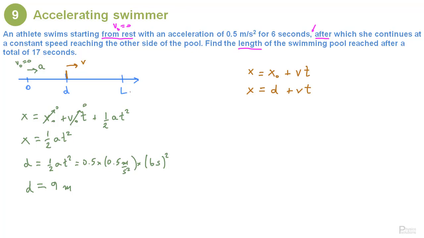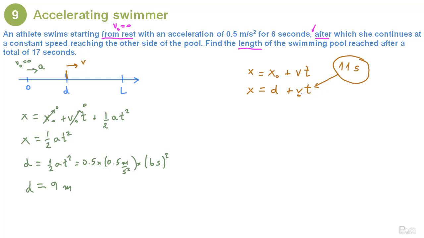We would like the swimmer to reach point L, which is the other side of the swimming pool, for which we don't know the time explicitly, but we know that the total time is 17 seconds, and we know that for the first part she took 6 seconds. Therefore, we can immediately find that the second part of the exercise takes 11 seconds, because 11 plus 6 is equal to 17. And this is the number that we would like to plug in as t. The problem is that we don't know v. So how do we find v?